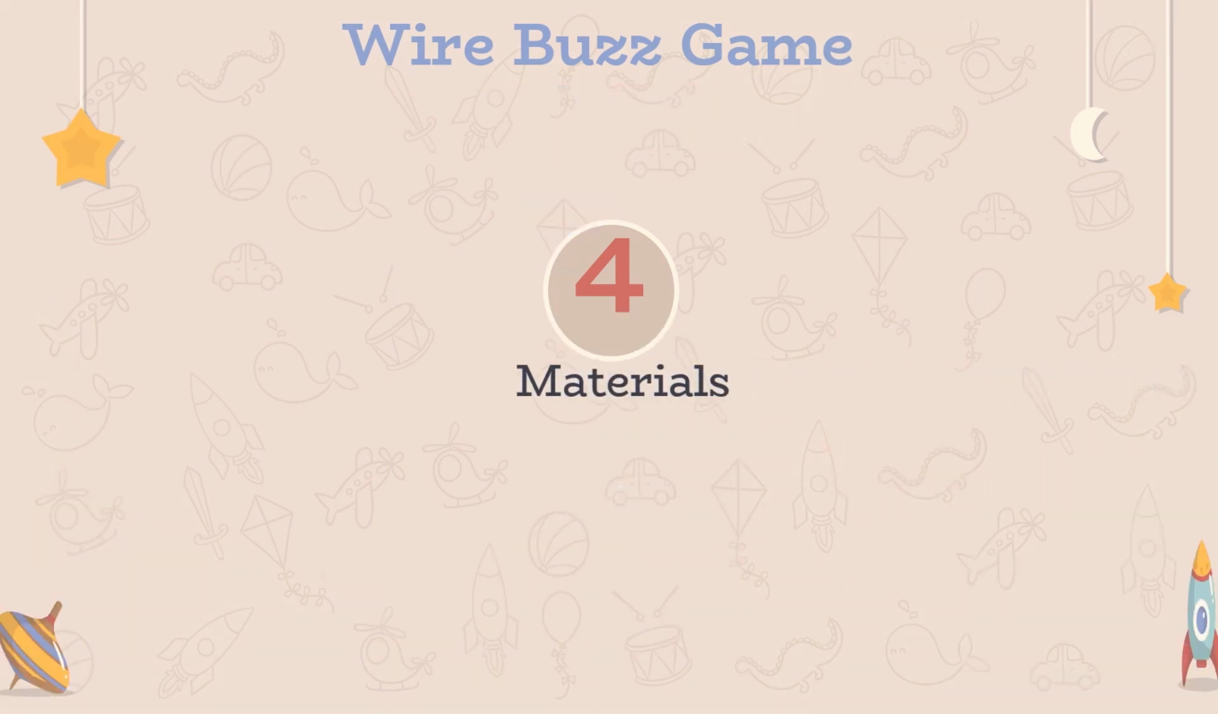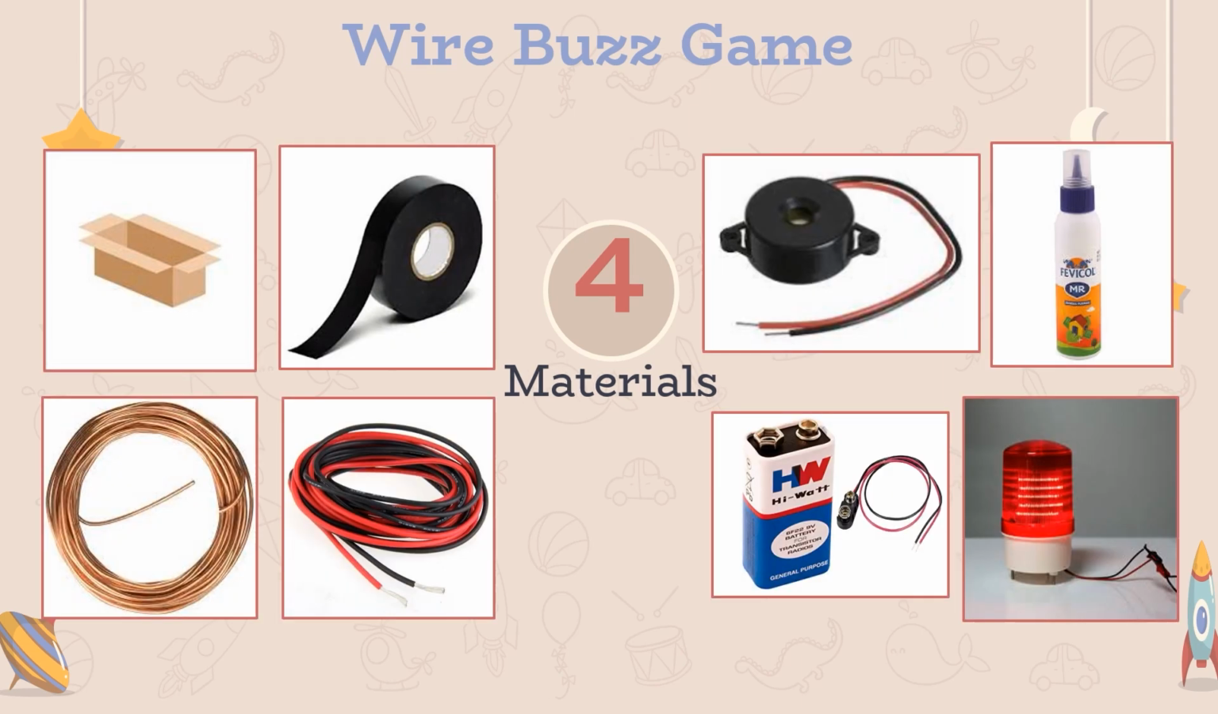The materials that will be required to make a wire buzz game are copper wire, an empty container, buzzer, light, insulated wires, wire wand to make a loop, battery, glue, electrical tape.